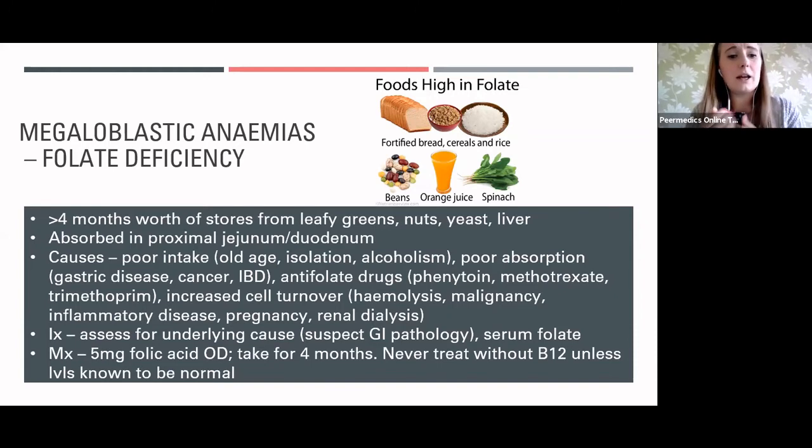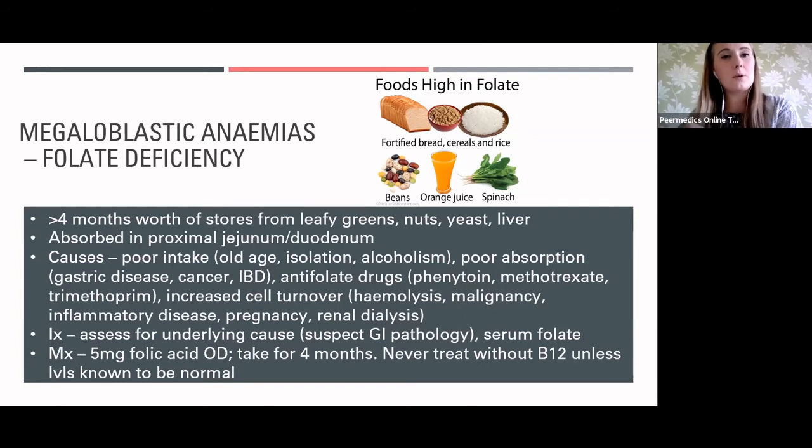So causes can be an inability to take it in well. It could be that you've got an old patient, someone who's alcoholic, isolated, someone who can't absorb it well because they've got an underlying cancer or inflammatory bowel condition, antifolate drugs, phenytoin, methotrexate, trimethoprim, your main ones, or states of increased cell turnover like hemolysis, pregnancy, renal dialysis, things like that.